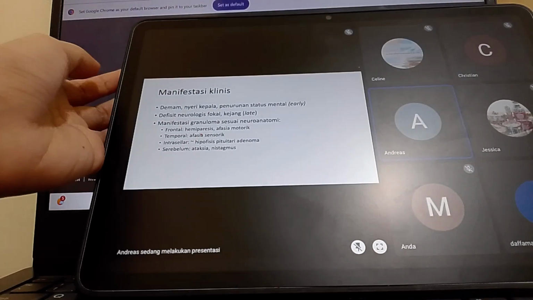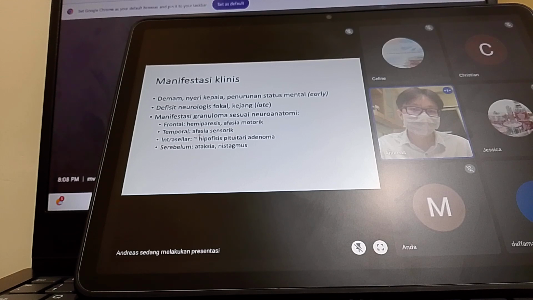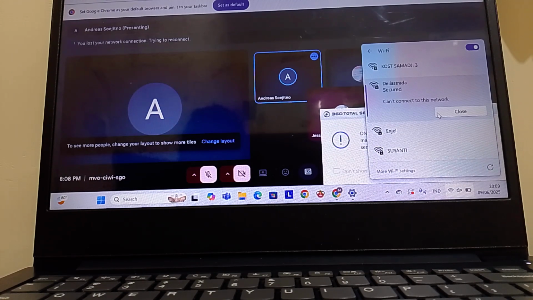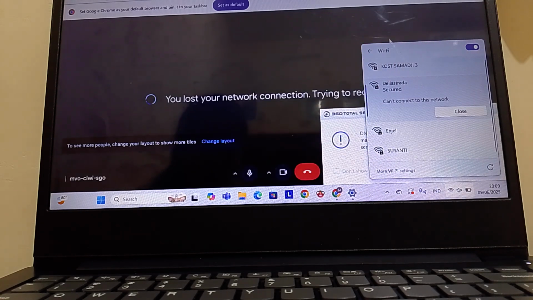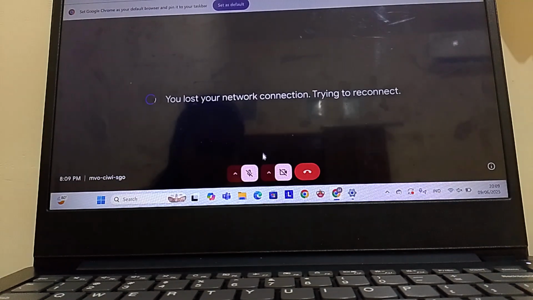In the frontal lobe, we can see hemiparesis or motor aphasia, because this is a motor area. In the temporal lobe, we can see sensory aphasia. With the cerebellum, we can expect ataxia or nystagmus to develop in the patient. And intrasellar, this is near the sella turcica, the area where the pituitary sits. So if there is any compression to the pituitary gland, then it can cause a variety of hormonal aberrancy expected to be seen in the patient.